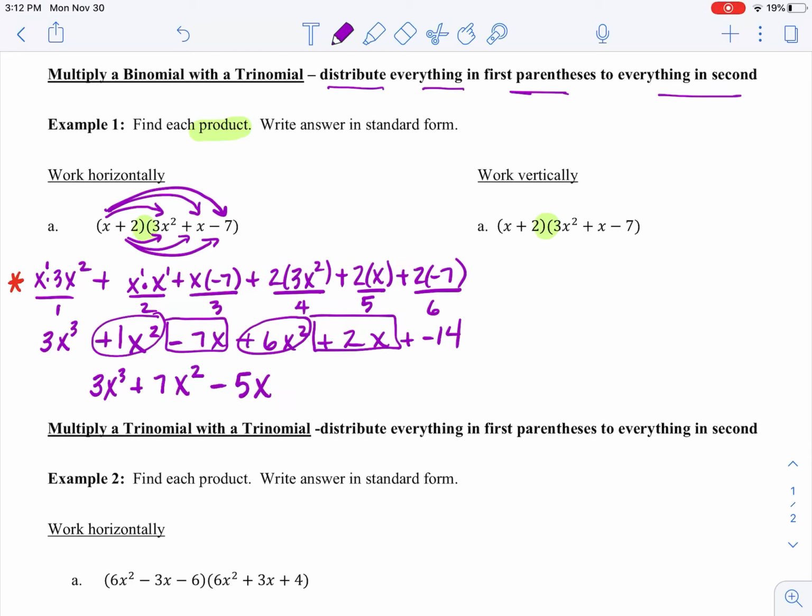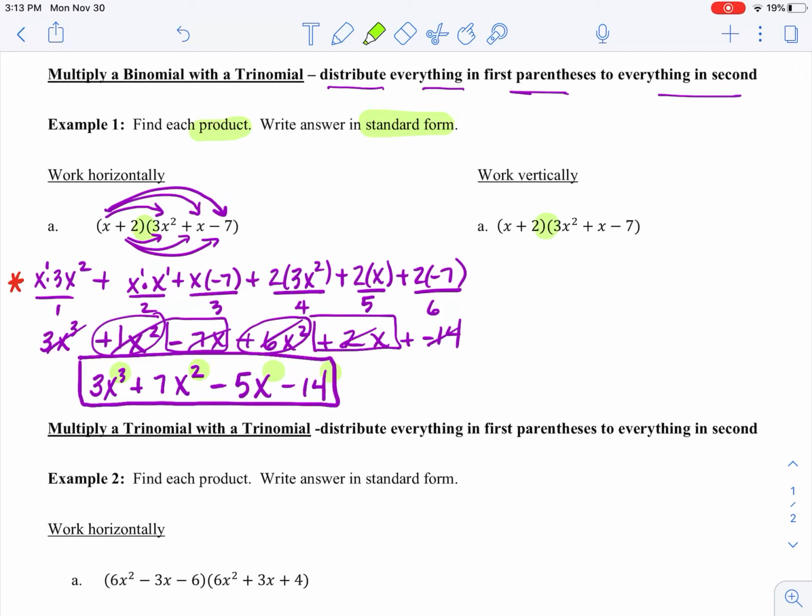I'm adding up the ones that are in the boxes. And the minus 14 doesn't get added up to anything. So again, as you write them and you combine them, maybe you would have wanted to cross them off as you go so that you know you got them all. That could be helpful. So the final answer is 3x to the third plus 7x squared minus 5x minus 14. And remember, we're always writing in standard form. That means that exponents are going down. They went from a 3 to a 2 to an invisible 1 to no exponent at all, which would have been a 0.